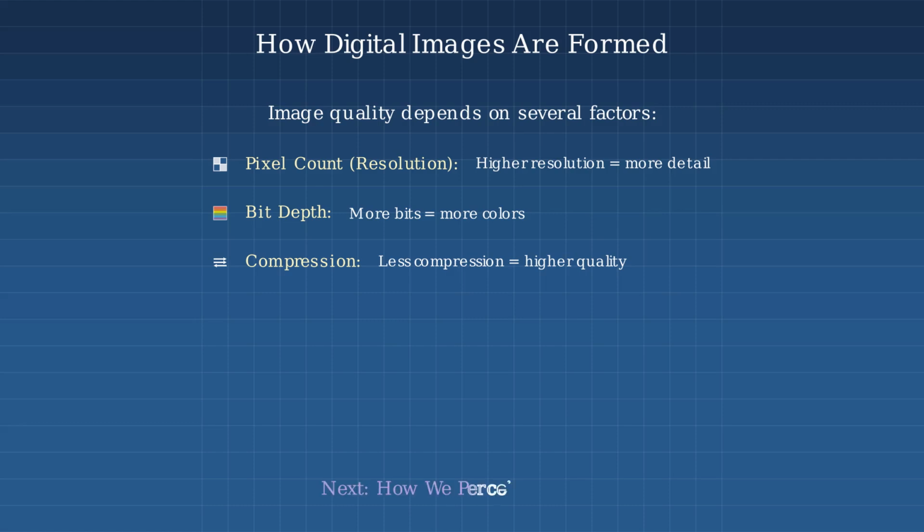Now that we understand how digital images are formed, let's look at how we perceive them. Human visual perception is a fascinating process that begins when light enters our eyes. Light reflects off objects and enters our eyes through the cornea, which begins to focus the light. The light then passes through the lens, which further focuses it into a clear image on the back of the eye. This focused light strikes the retina at the back of the eye.